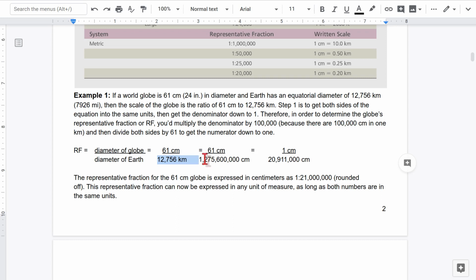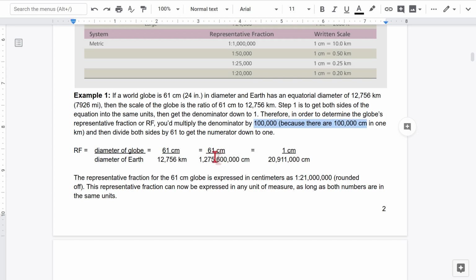You could do the math more slowly by saying, well, there's 1,000 meters in a kilometer, so let's multiply it by 1,000, and then there's 100 centimeters in a meter, so let's multiply it by 100 after we do that. Or you could just multiply it by 100,000 because there are 100,000 centimeters in 1 kilometer. So now we have 61 centimeters to 1,275,600 centimeters. So at least the units on both sides of the equation are in the same unit.